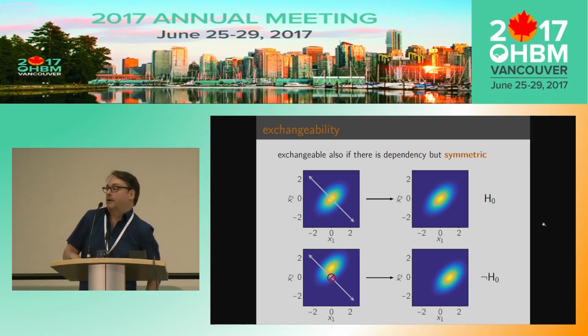Exchangeability goes beyond IID, independent and identically distributed, because there can also be dependency. In this case, we have a symmetric dependency between these two. This is, again, a normal distribution with some correlation. And now both the marginal distributions are the same. Both distributions have a mean of 0. There's a positive correlation between them. So we have this elongated shape of the joint probability density function. If we apply the flip, you can see, again, there's no change. So we do have still exchangeability even if the values are not independent.